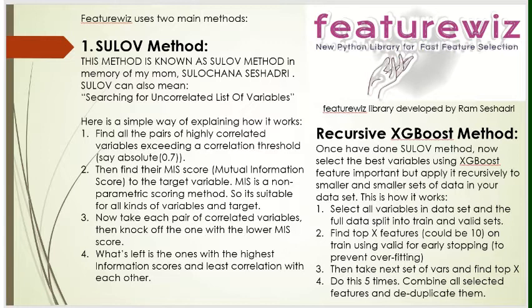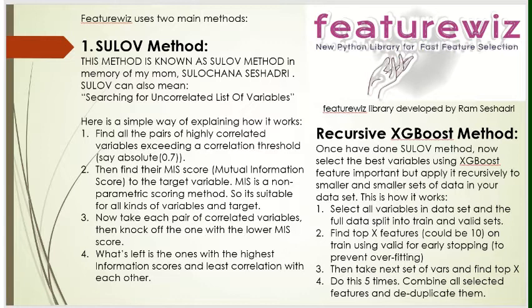or greater. Second, it finds the MIS score, which is the mutual information score of each variable to the target variable. MIS is a non-parametric scoring method, so it's suitable for all kinds of variables and targets. Third, it takes each pair of correlated variables and removes the one with the lower MIS score in each correlated pair. That way, you are left with only the highest mutual information score variable and its least correlation to the others. I'll show you in a chart in a minute.